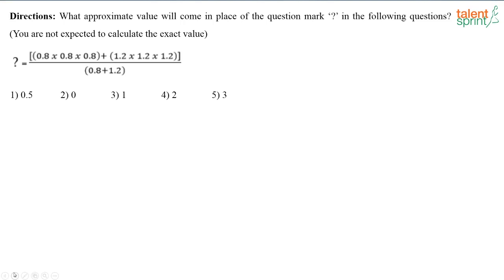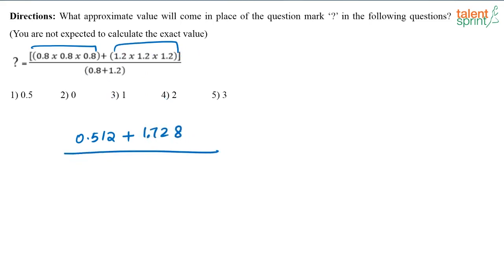Next one. So the next set of questions is on approximation. So try this and tell me what the answer is. See, there are two ways in which you can do this. One way is to directly multiply it. Now 0.8 cube, you know it is 0.512. Similarly 1.2 cube, that is 12 cube, you know it is 1728. This divided by 1.2 plus 0.8, that is nothing but 2. So you have 2.240 by 2, which is nothing but 1.12. So this is one way in which you can do it directly.